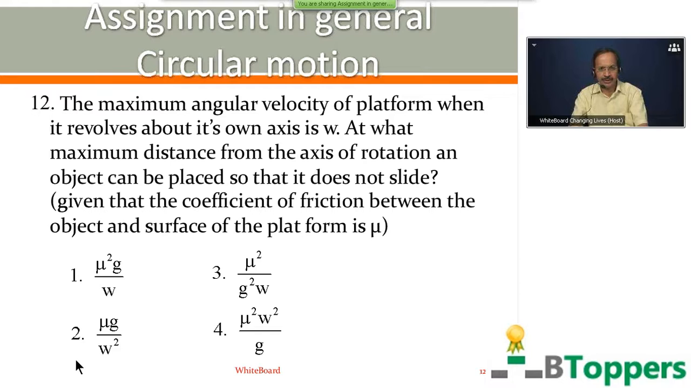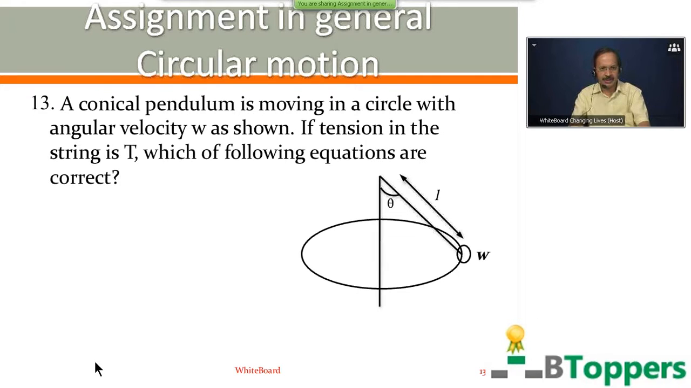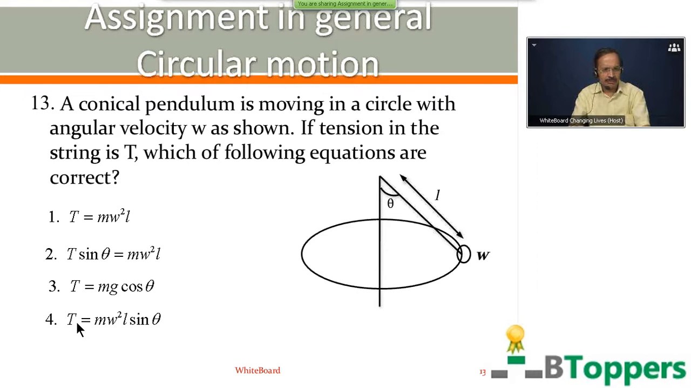So you may need more time. In case you need more time to answer the question, you can take a pause and take your time. I am going to show you the next question on screen. See question number 13. A conical pendulum is moving in a circle with angular velocity omega as shown. If the tension in the string is capital T, which of the following equations are correct? First equation T equal to m omega square L. Second equation T sin theta equal to m omega square L. Third option T equal to mg cos theta. Fourth option T equal to m omega square L sin theta.